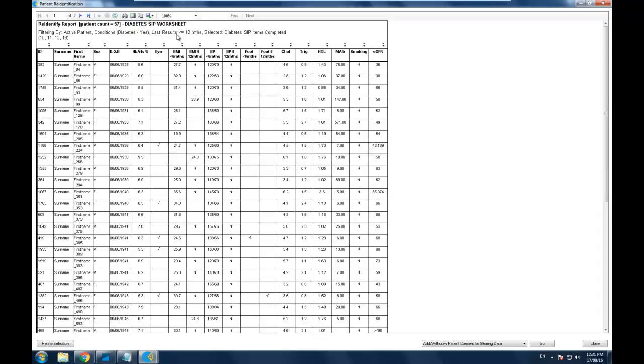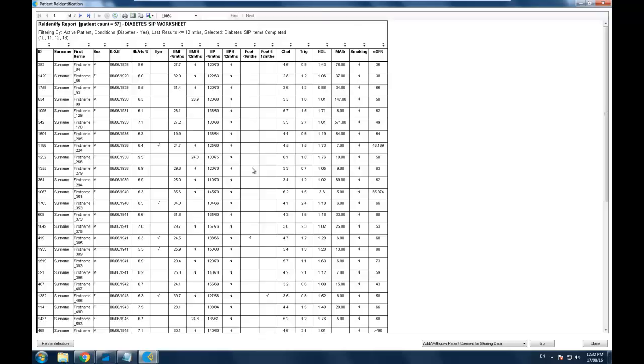Now even though I actually have a filter applied here for the 12 months, this has its own built-in filter. The active patients and the diabetes condition works, but the last results filter is irrelevant for this, because as you can see, for example, we have blood pressure 6 monthly and 12 monthly, same with the BMI and so on. So this report has a pre-filter built in that ignores our date range filter anyway.